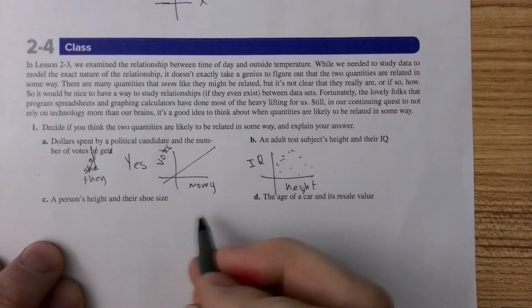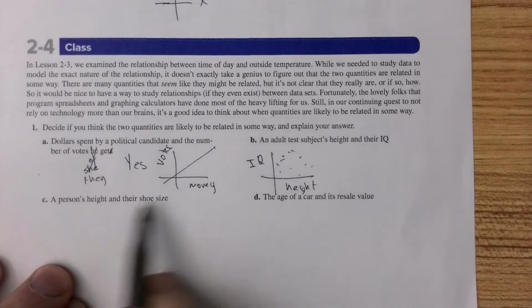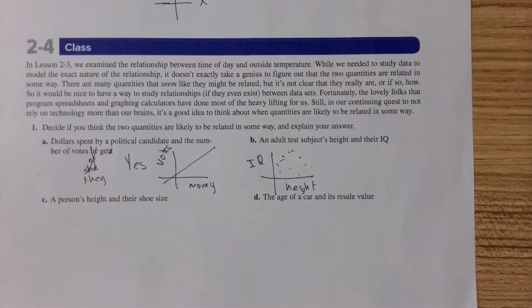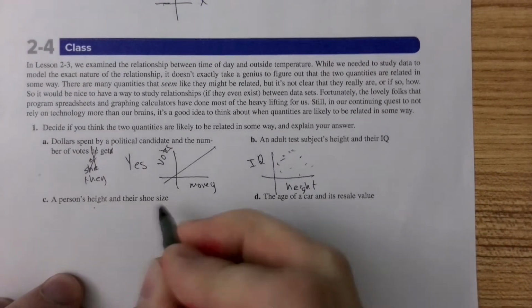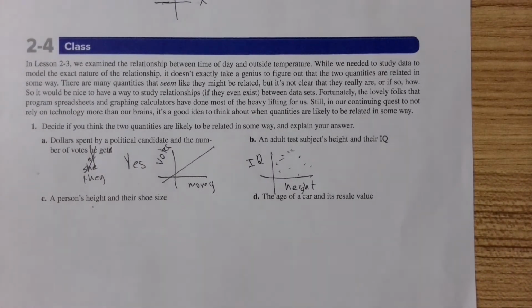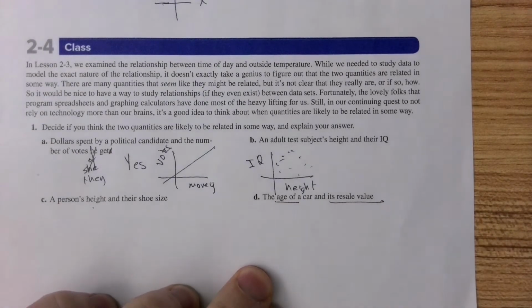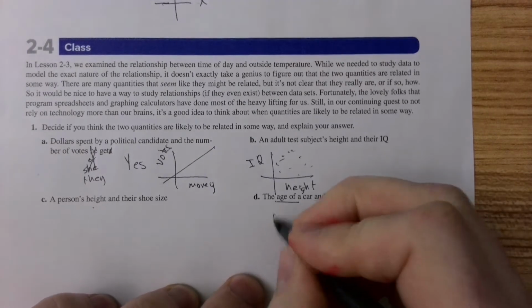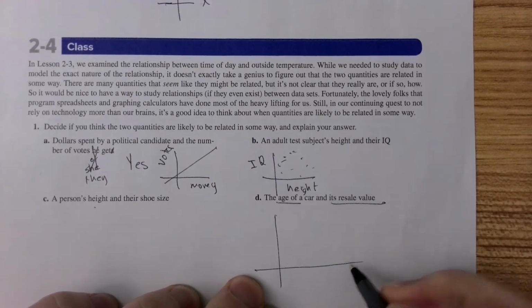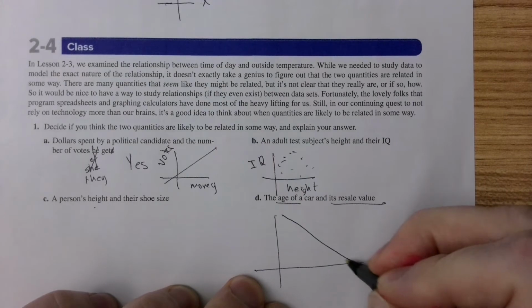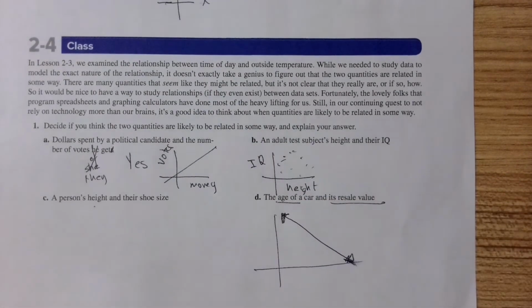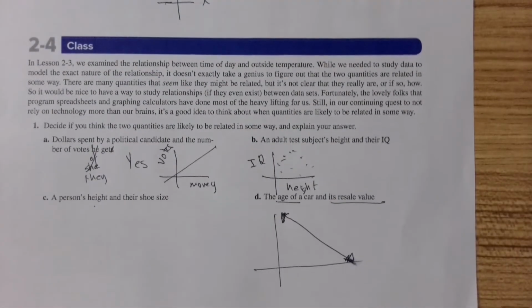And then a person's height and their shoe size, there should probably be a pretty close correlation. It seems if your body is proportionally developed, that the taller you are, the larger your feet would be to help with balance. But again, that may not necessarily be true. And then the age of a car and its resale value. Yeah, presumably for your standard car, the older the car gets, the less it's worth. Of course, there's always exceptions to this.